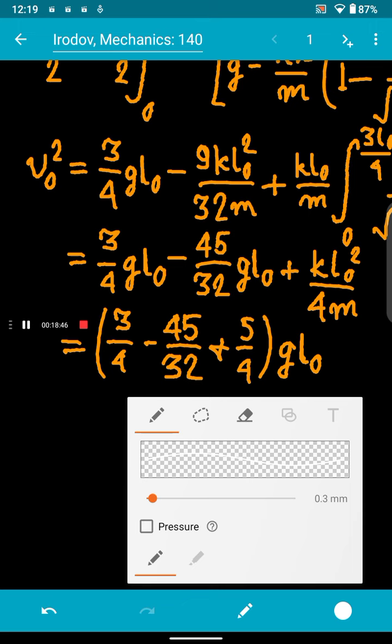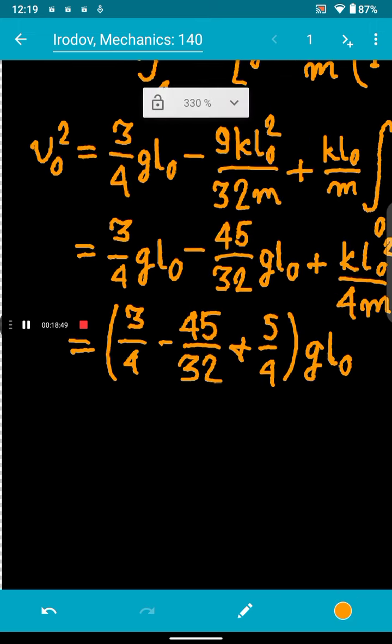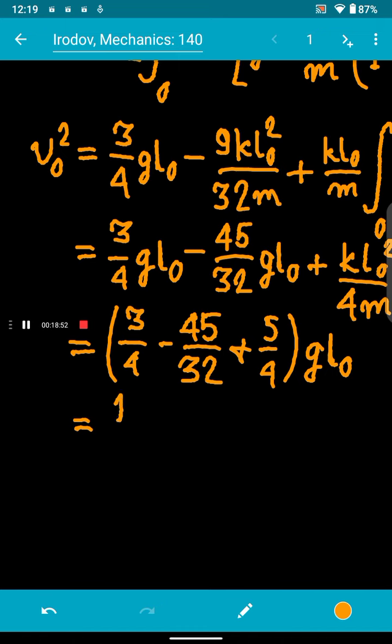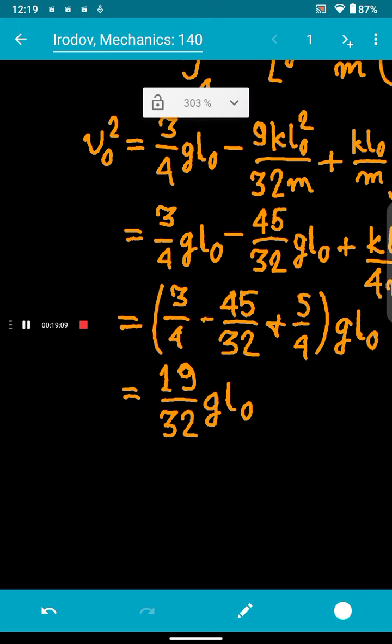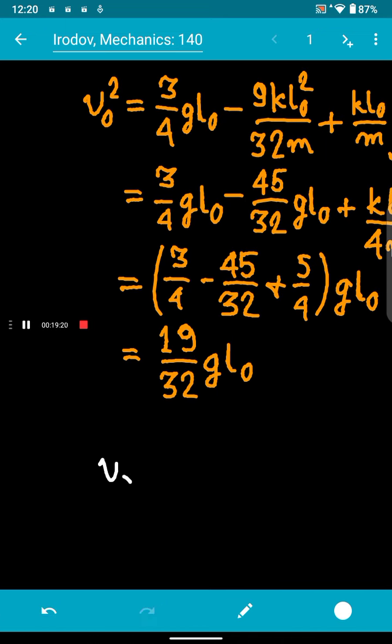So if you calculate, this comes out to be 19 by 32 GL0, and for the final answer, that is basically the root of this. So the velocity of the lower block when the upper block, the block on the surface, loses contact with the surface, that will be basically the root of this. So that's your answer.